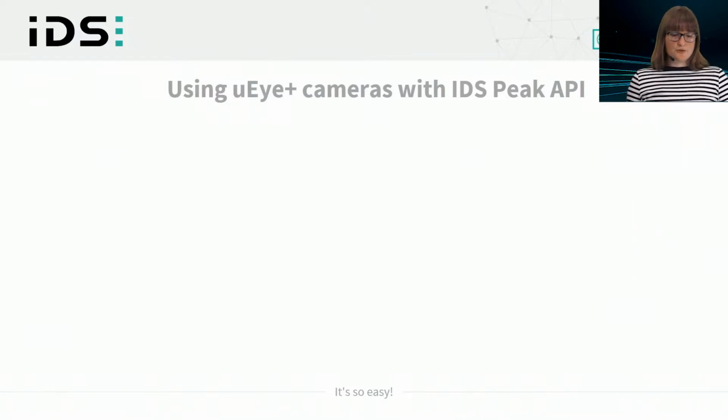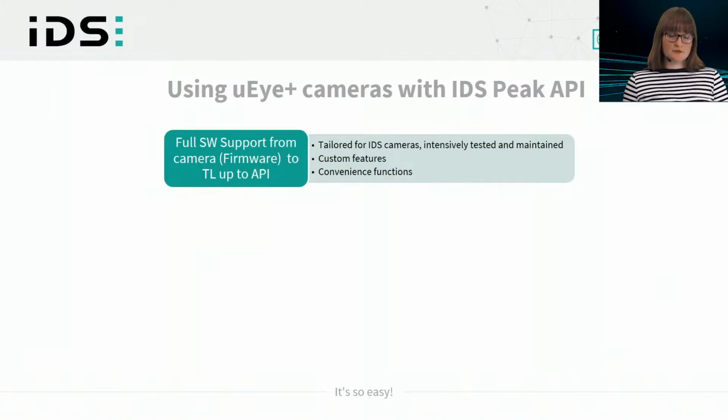We have now seen how to use UI Plus cameras with machine vision software. But how does that look when using the IDS-Peak API? Machine vision software is often quite expensive, and not every application needs advanced image processing. So you might also want to use the advantages of IDS-Peak, because here you have full software support.